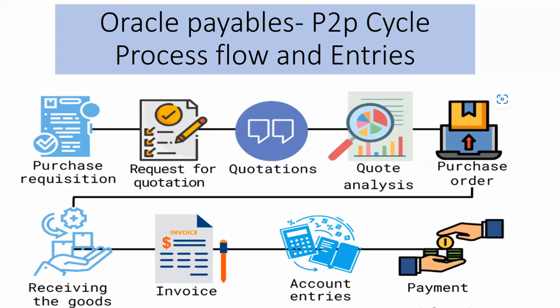Now it is time to make a payment to the supplier against your invoice. So this is the high-level information about the P2P cycle. In every interview, there is a possibility that the question will come: can you explain the P2P cycle process flow and accounting entries also? Here, what we just discussed is exactly the process flow that happens across the application. So just keep that in mind.